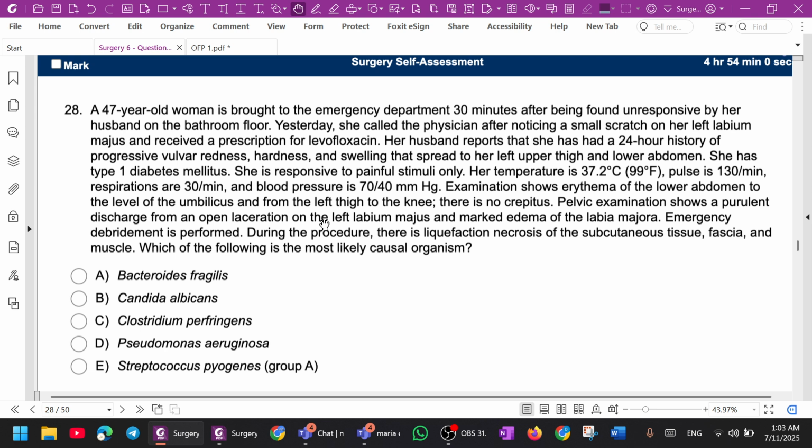Jeez. No, no, that one. Ready? One second. Okay. Liquefactive necrosis. Okay, so did not see that one coming.